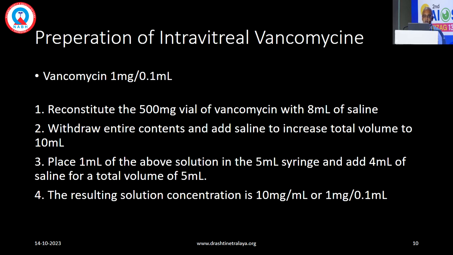So it is important for all to understand what the preparation of intravitreal injection will be. According to the Endophthalmitis Vitrectomy Study, vancomycin and ceftazidime are the agents which are recommended. So this is how we prepare, and I think all the information is available online. Take a 500 milligram vial, withdraw the entire content, and add saline to increase the total volume to 10 ml. Take 1 ml of the solution in a 5 ml syringe and add 4 ml of saline to make a total volume of 5 ml. The resulting solution will be 10 milligram per ml, and 1 milligram, or 0.1 ml, is to be used.